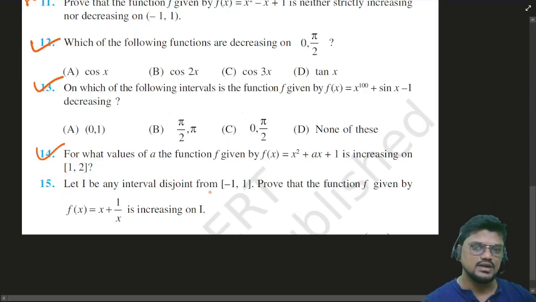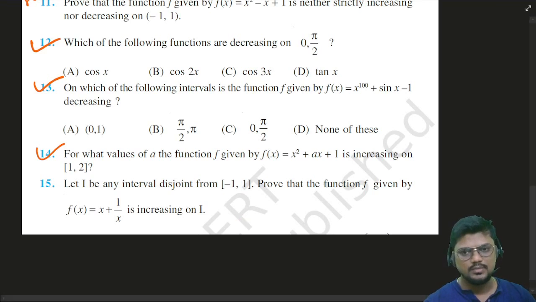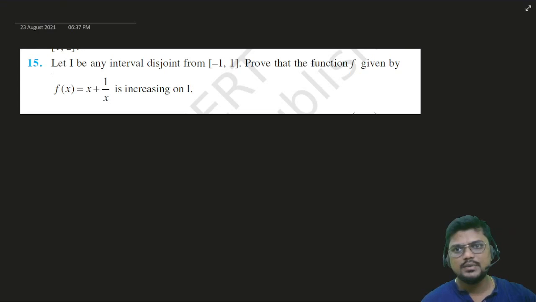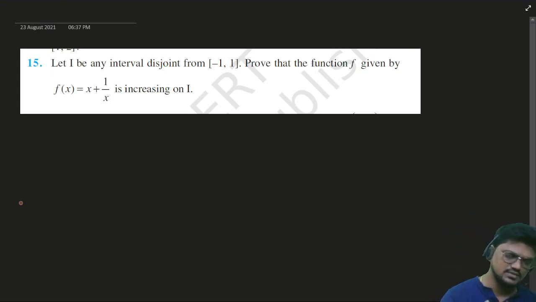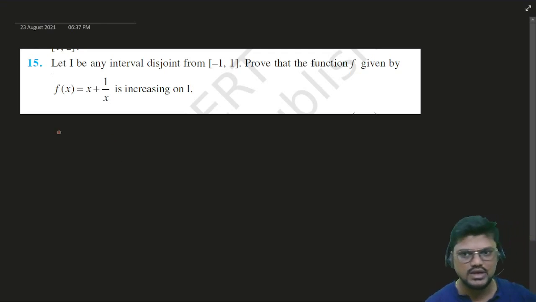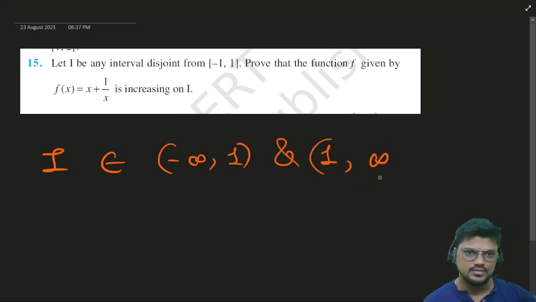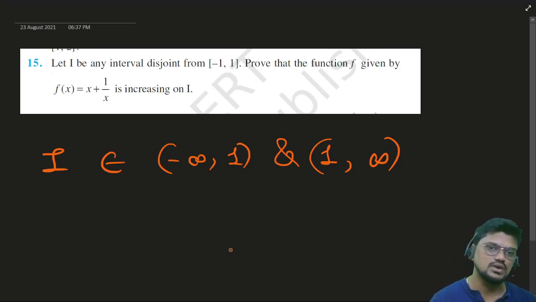Let I be any interval disjoint from -1 to 1. Prove that the function f given by this is increasing on I. Now what is disjoint from -1 to 1? I'll explain, wait. I is an interval disjoint from -1 to 1. Means disjoint from -1 to 1 means that it does not include -1 to 1. Therefore I belongs to minus infinity to -1 and 1 to infinity, since it is disjoint from -1 to 1.